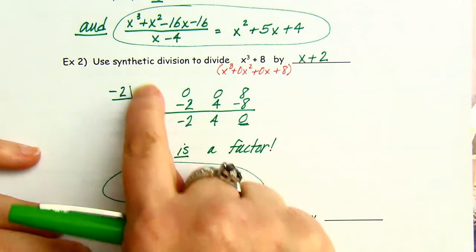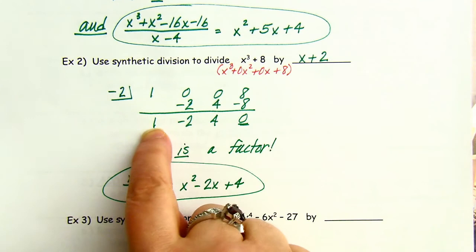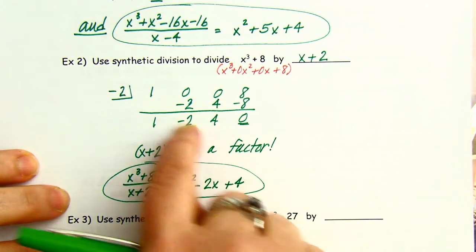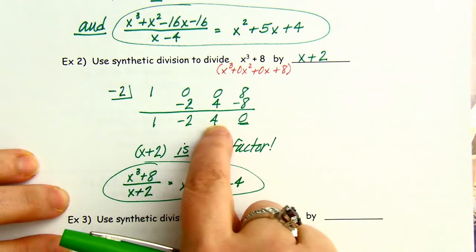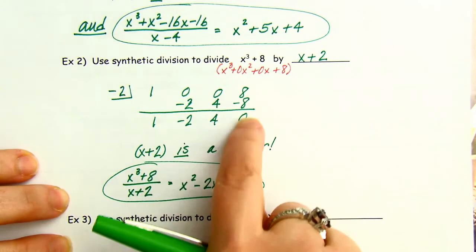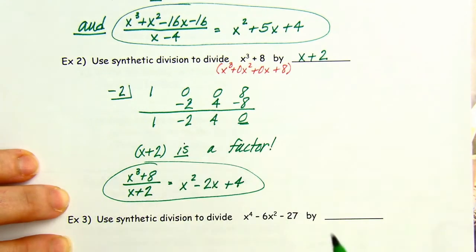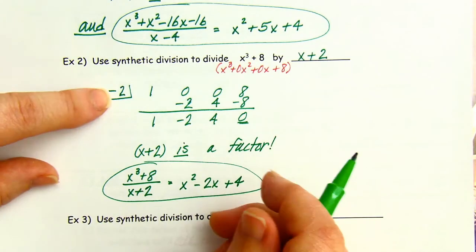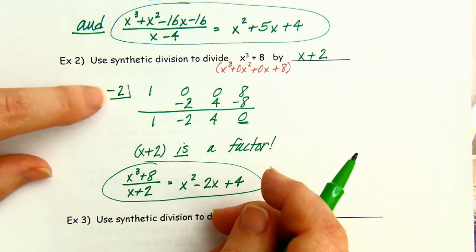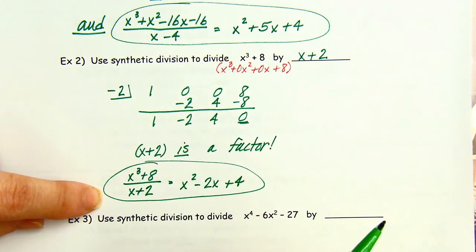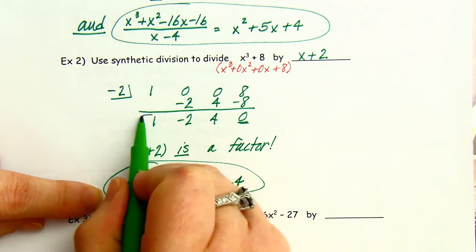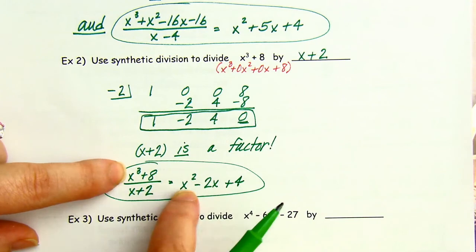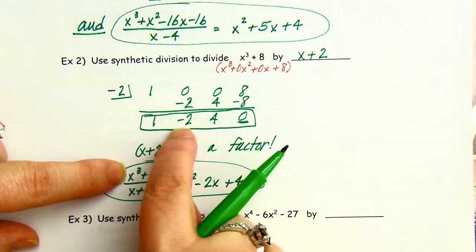Make my tally bar, drop the 1 down. Perform my series of multiplications and additions. That's -2, add -2. That's +4, add +4. That's -8, add, you get a 0. There's no remainder. Since there's no remainder, we can conclude that x plus 2 is a factor. Remember, it's not x minus 2 because this is always opposite of what's in the binomial. And further, if I use this to write my quotient, since it started out third power, it bumps down to second power. This is x squared minus 2x plus 4.